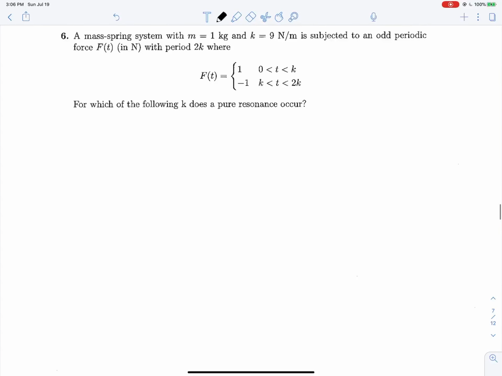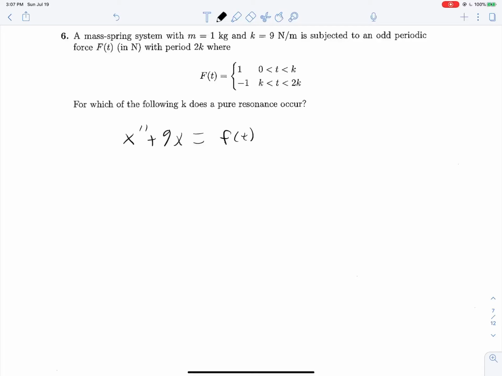Okay, that's A. Question 6. A mass spring system with m equal to 1 and k equal to 9 is subject to an odd periodic force of period 2k given there. For which of the following k's does pure resonance occur? So let's take a look at what our equation will look like. We have 1x double prime plus 9x is equal to f of t.